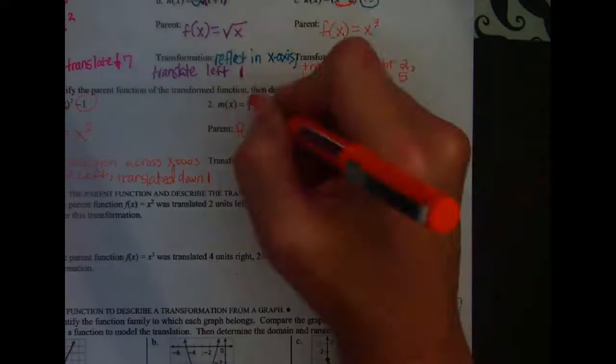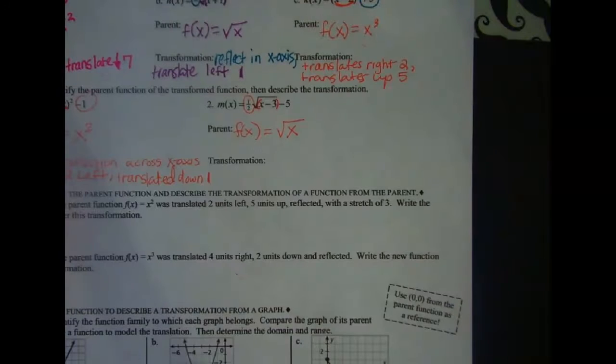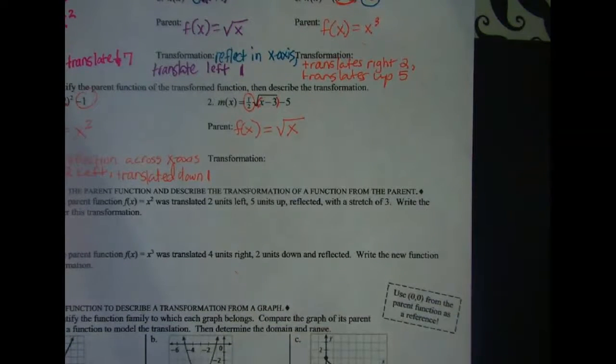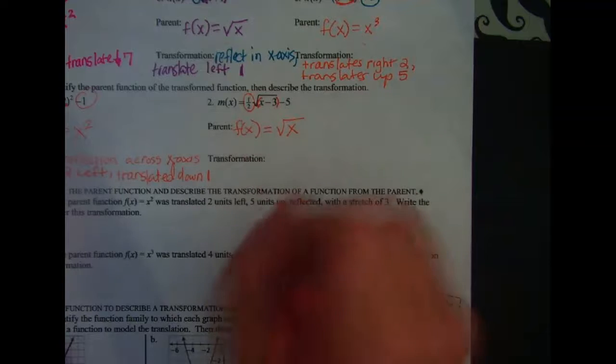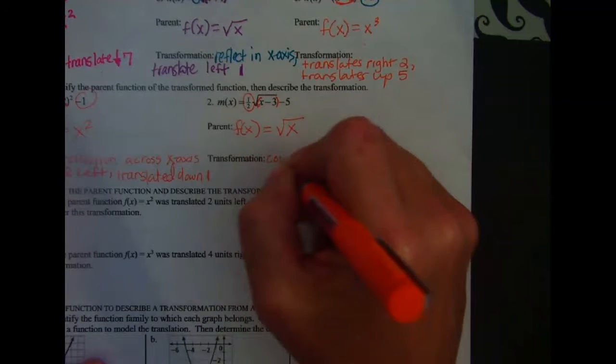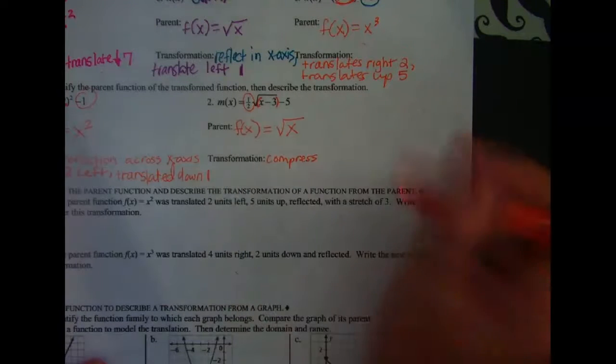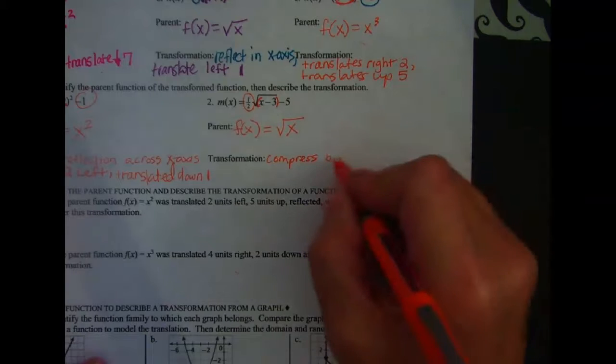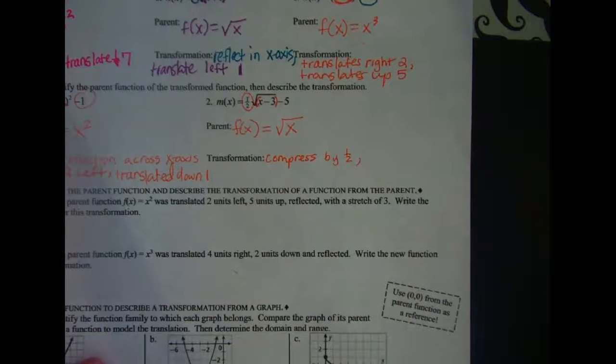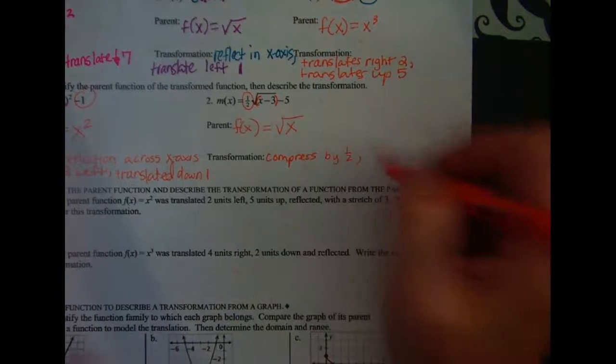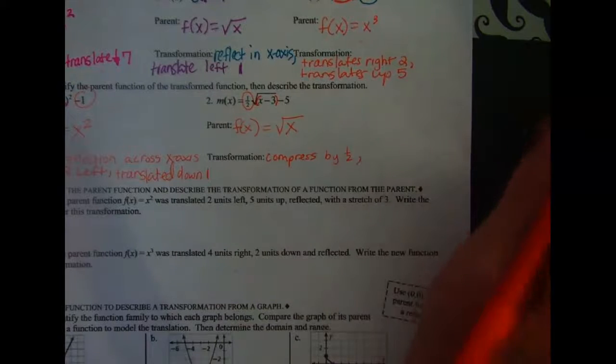So we're going to look out front first, where it's multiplied by 1/2. Looking at your chart, you would have noticed when you multiply by 1/2, we compress by 1/2. You could say by a factor of 1/2, but we could just say by 1/2.